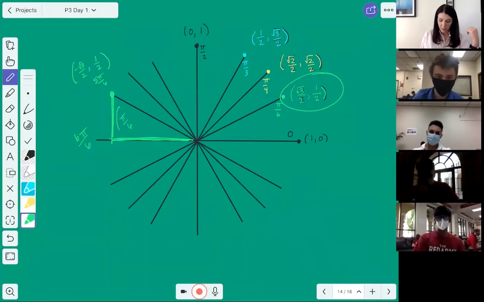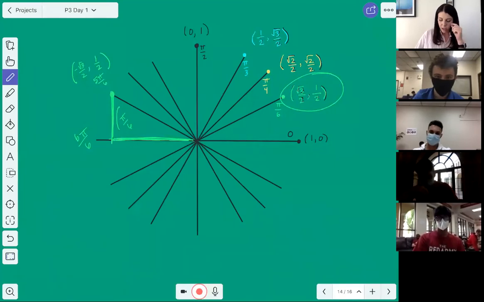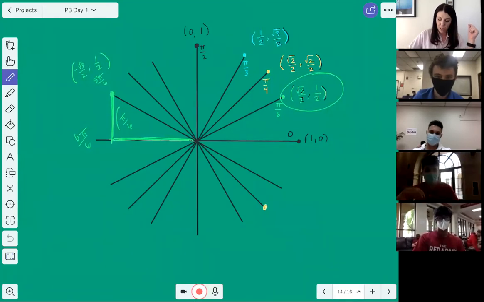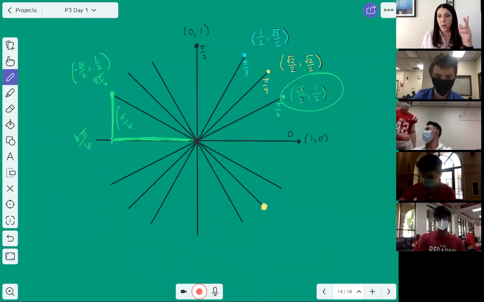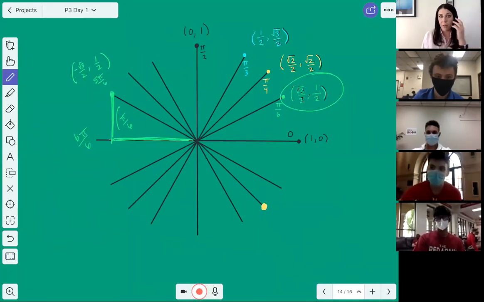Okay, let's pick another random one. Let's pick one over here in the 4th quadrant. I'm going to pick this one here. So the one exactly in between that 0 and that 270 degrees. Okay, or 360 and 270, or 2 pi and 3 pi over 2. Can someone else, maybe someone I haven't heard from today, tell me the reference angle of that coordinate that I just drew?